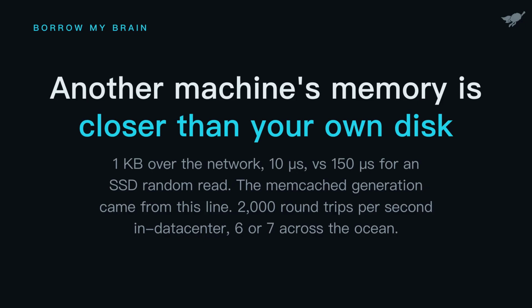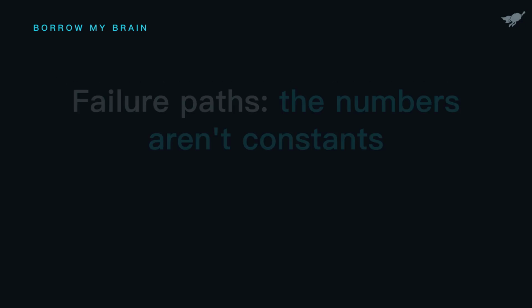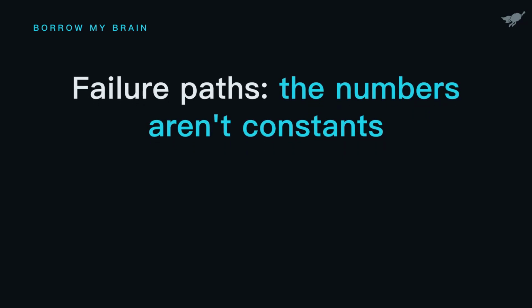And one set of frequency anchors. Inside a data center, you get 2,000 round trips a second. Across the ocean, 6 or 7. So 1 cross data center call inside a request should make you nervous. 3 is an incident. We still have to cover the failure path.